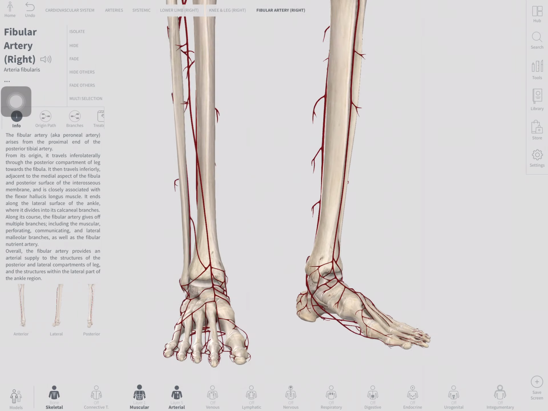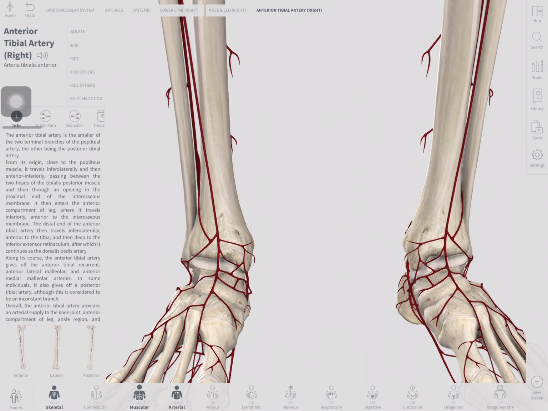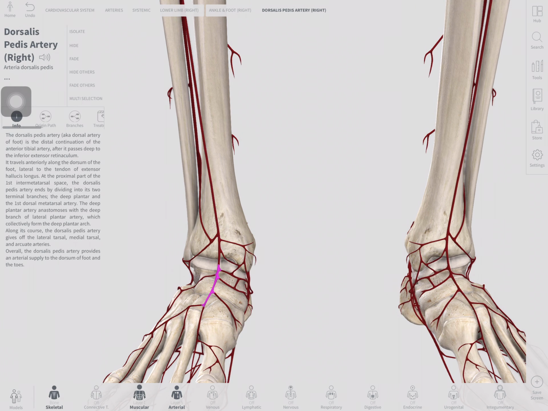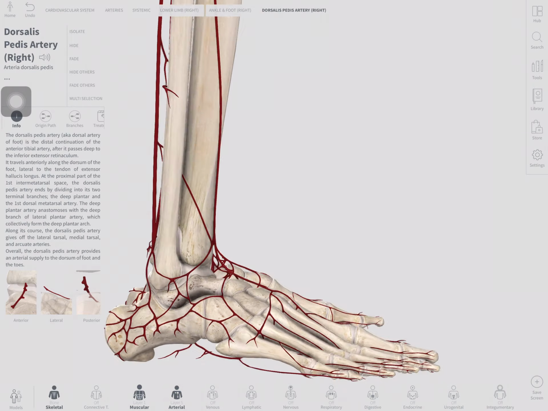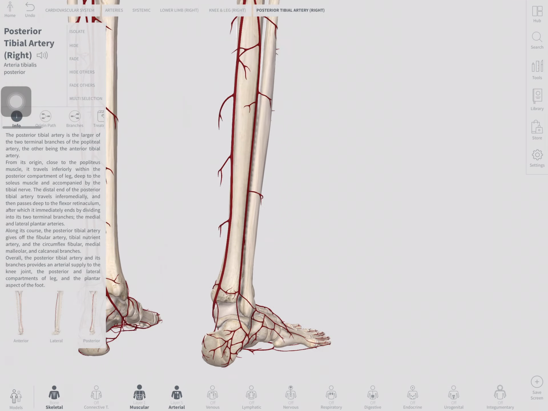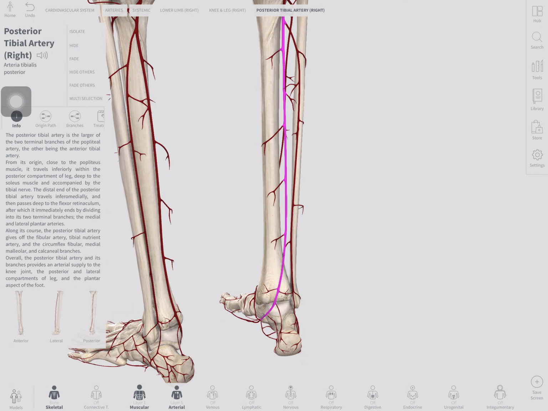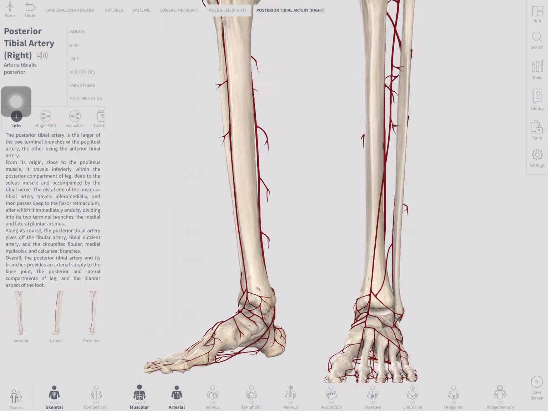Finally, the fibular and anterior tibial arteries form the dorsalis pedis. This artery is called the dorsalis pedis. Then the posterior tibial artery is the continuation, and you can feel the pulse of the posterior tibial artery in this area.